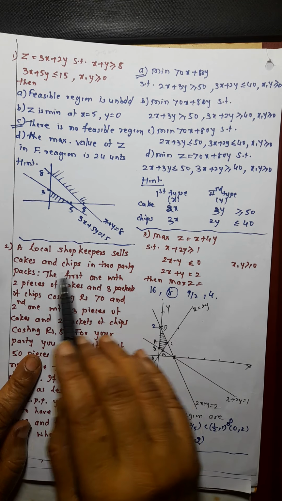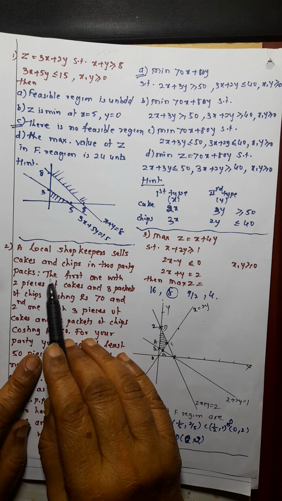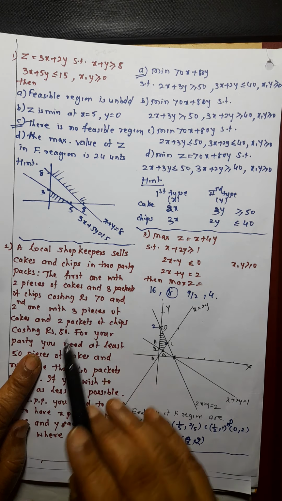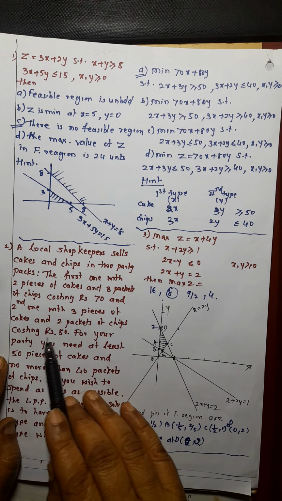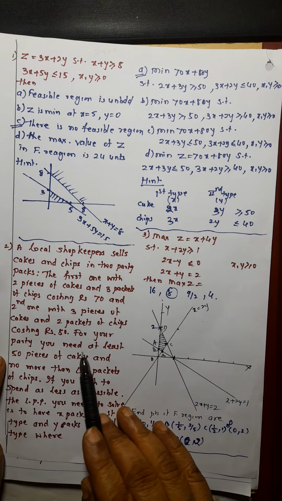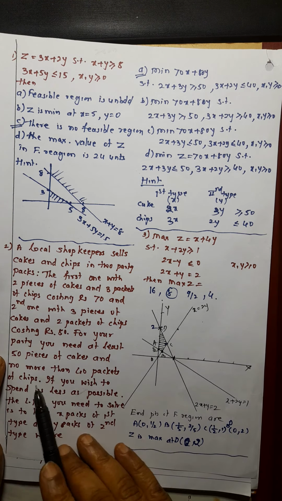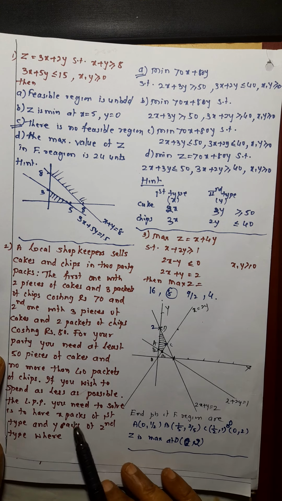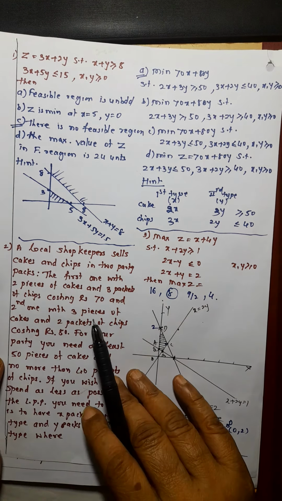A local shopkeeper sells cakes and chips in party packs. 2 packs are there. The first one with 2 pieces of cakes and 3 packets of chips costing 70 rupees. The second one with 3 pieces of cakes and 2 packets of chips costing 80 rupees. For your party, you need at least 50 pieces of cakes and no more than 40 packets of chips. If you wish to spend as little as possible, the LPP you need to solve is to have X packs of the first type and Y packs of the second type. Which one is correct, LPP?